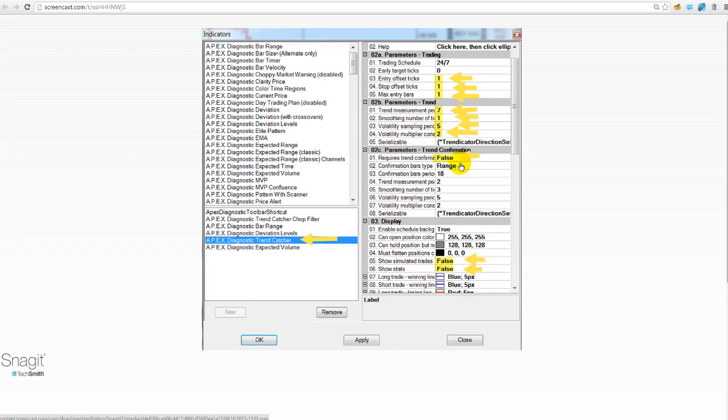Trend confirmation is false. We're not using the confirmation secondary chart, or you don't have to. Okay, don't need to because you're using the chop filter. Unless you want to add it in as an additional measure, like using Joe's method or something like that. And then show sim trade, show stats, false. Okay? Why? Because we don't yet have the chop filter tied into the trend catcher. So whatever stats it shows you is not going to account for what this method that I've taught you today shows you how to do. Okay?